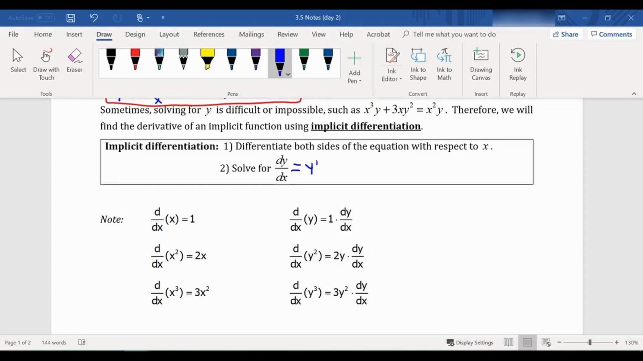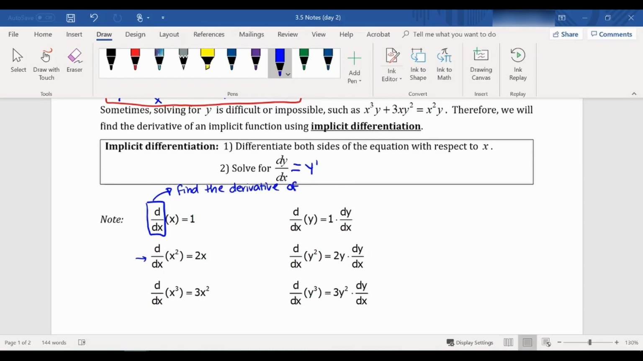So, a reminder that if I have something like d/dx of x equals 1, what this means is: find the derivative of x. So this means find the derivative of, and then for this question, we're finding the derivative of x, and we know that derivative is equal to 1. The next one says find the derivative of x squared, and that equals 2x.